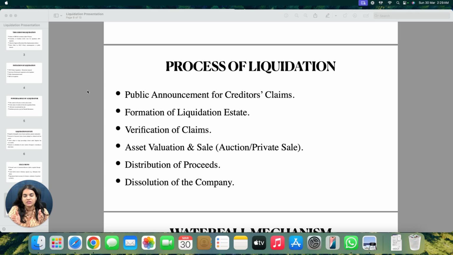Supposing the liquidator has been appointed on 1st of March, and since the quarter ends on 31st, he may submit his report on or before 15th of April. 15 days is given after the quarter, whatever quarter he has been appointed in. So such progress reports are to be submitted after every quarter.